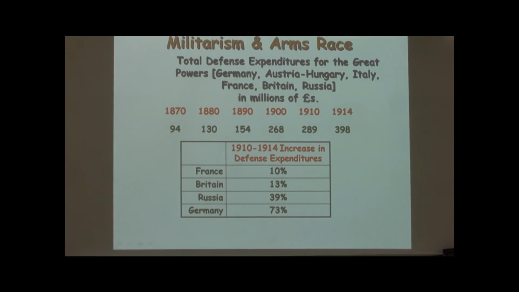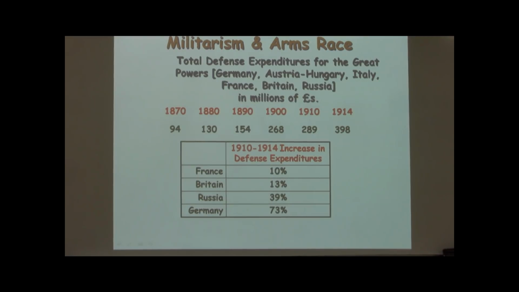All right, so militarism and the arms race. Total defense expenditures for the great powers, Germany, Austria-Hungary, Italy, France, Britain, and Russia, in millions of lira. So in 1870, they spent about 94 million lira. But by 1914, they had spent 398 million lira.